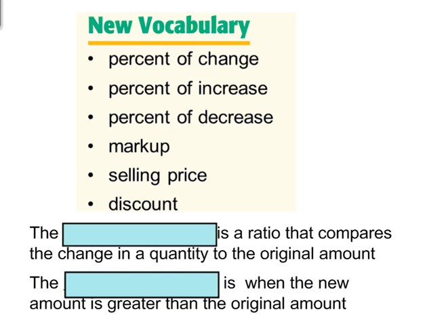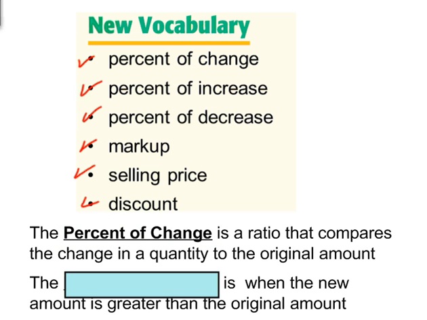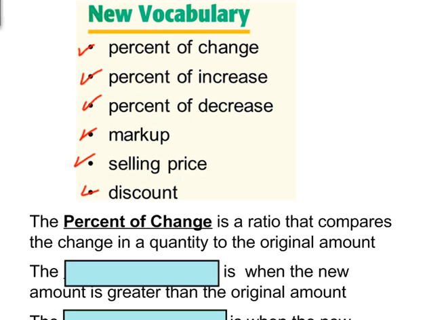A lot of terms have to be defined before we can start here. We've got a number of them. We have to learn what percent change is. We have to learn what percent of increase, percent of decrease, the markup, the selling price, and the discount are. So let's start through each of those. The percent of change is a ratio that compares the change in the quantity to the original amount.